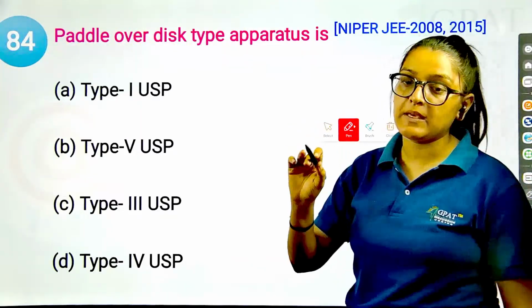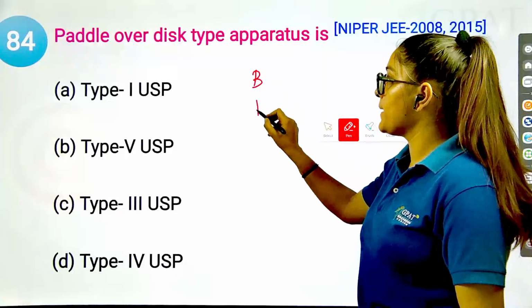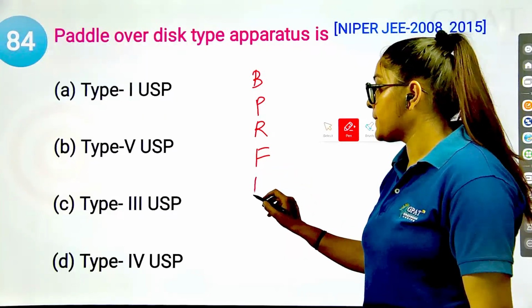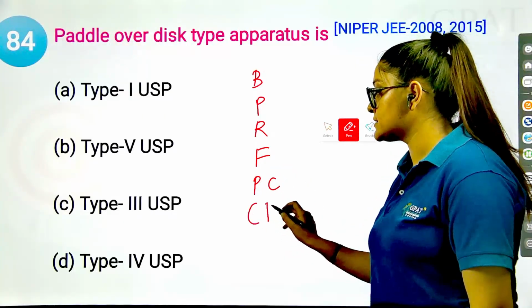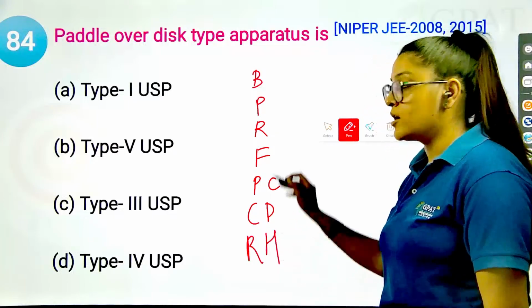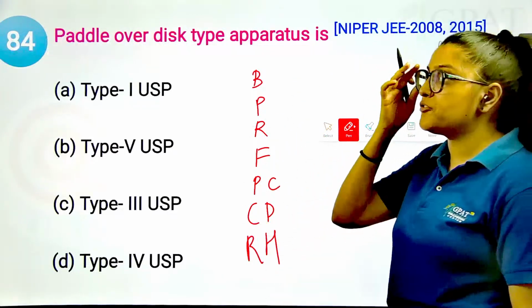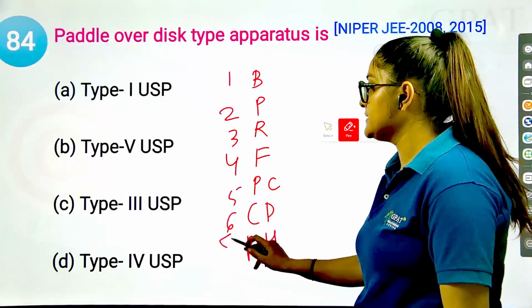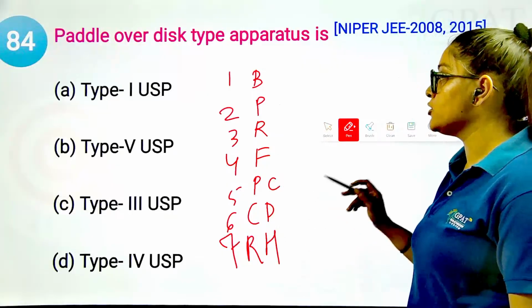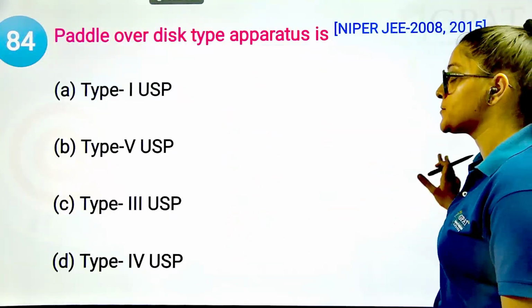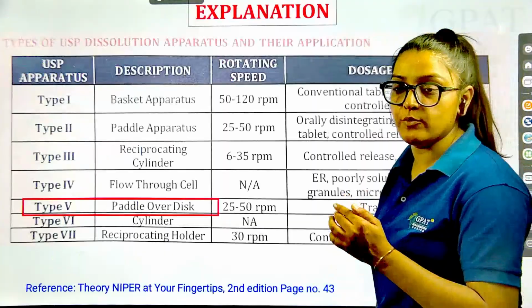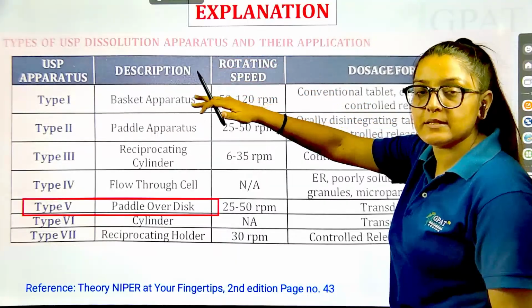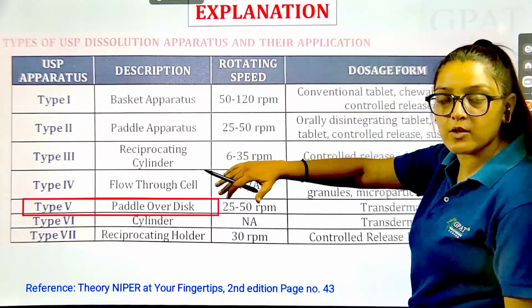So based on USP apparatus, we have basket, paddle, reciprocating cylinder, flow through cell, paddle over disc, cylinder over disc and reciprocating holder. So we have these 7 types of USP apparatus. So 1, 2, 3, 4, 5, 6 and 7. So paddle over disc is none other than our option number 5, type 5 USP apparatus.